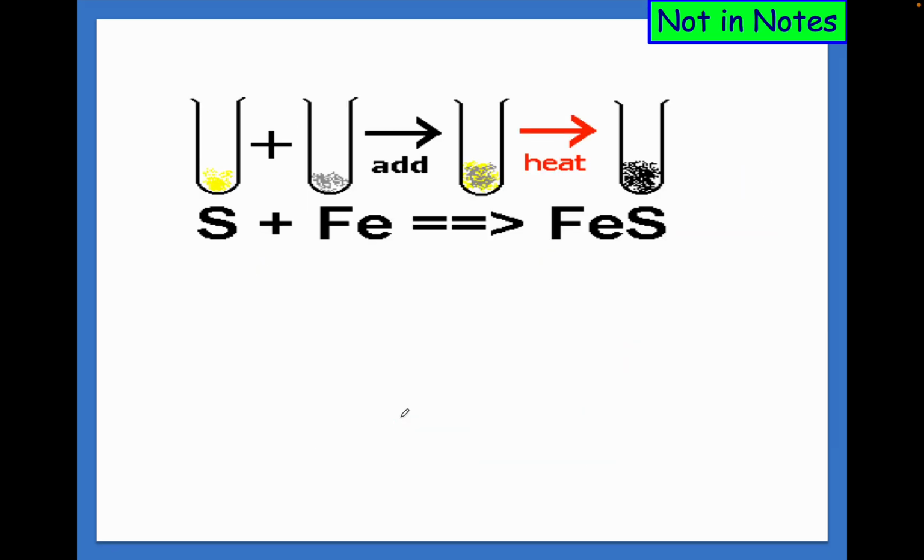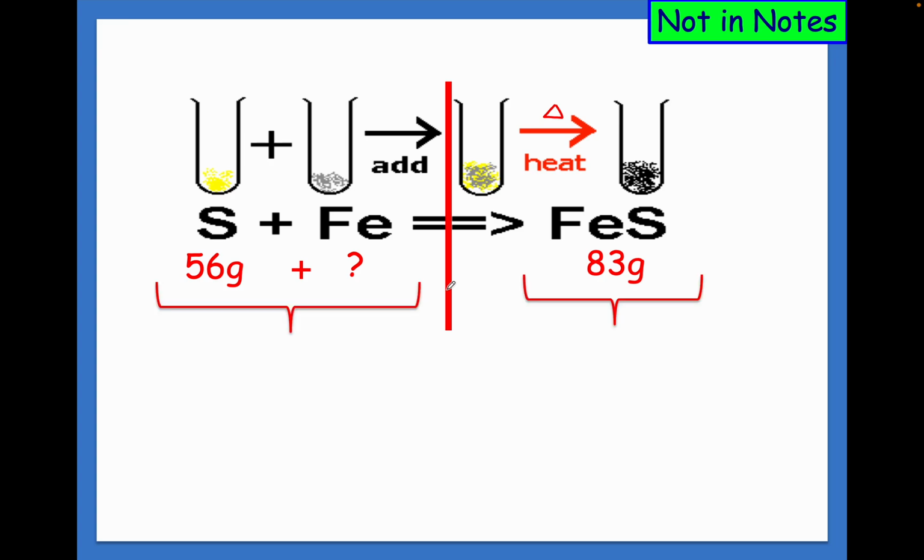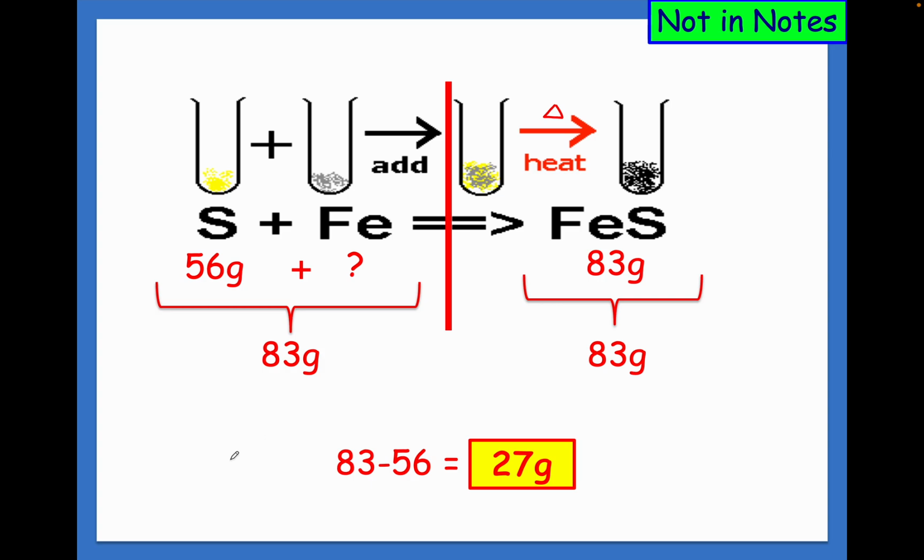All right, we can do the same similar thing with sulfur and iron. That will make iron sulfide. Remember, if you're adding heat, what symbol do you write? You put a delta right there. So if we have 56 grams of sulfur, and we don't know the mass of iron, but we do know that we made 83 grams of iron sulfide, we can figure out the mass of iron that was made. There was 83 grams on the product side, so there must be 83 grams on the reactant side. Simple subtraction, and we get 27 grams.